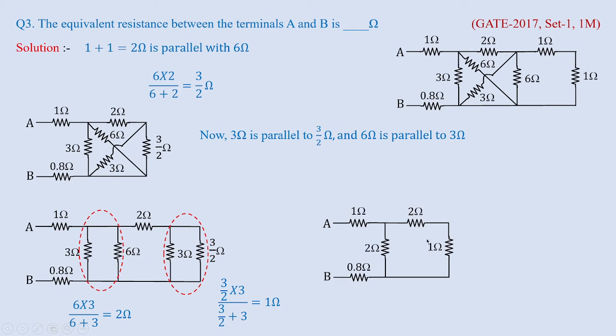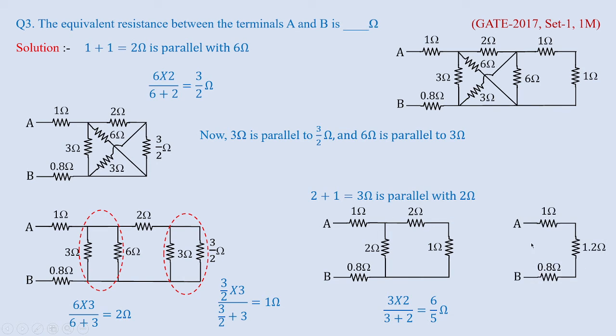Now this 2 and 1 are in series, and the combination is in parallel with 2 ohms. So again we'll take the parallel combination formula, that is 3 parallel to 2, that is 3 into 2 by 3 plus 2, which is nothing but 6 by 5 ohms. So now I'll replace this parallel combination with 6 by 5. So it becomes 1 by 2. Now 1 by 2 is in series with 0.8 and 1. So overall the R equivalent between A and B is obtained to be 2 ohms.